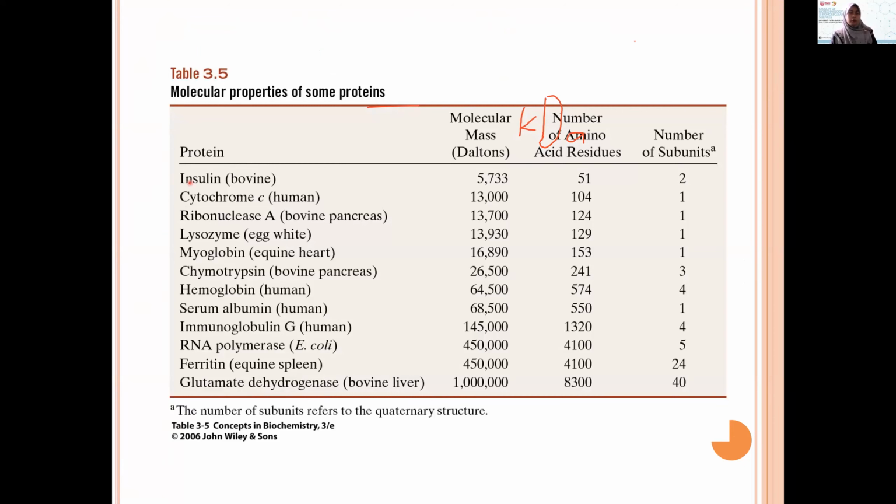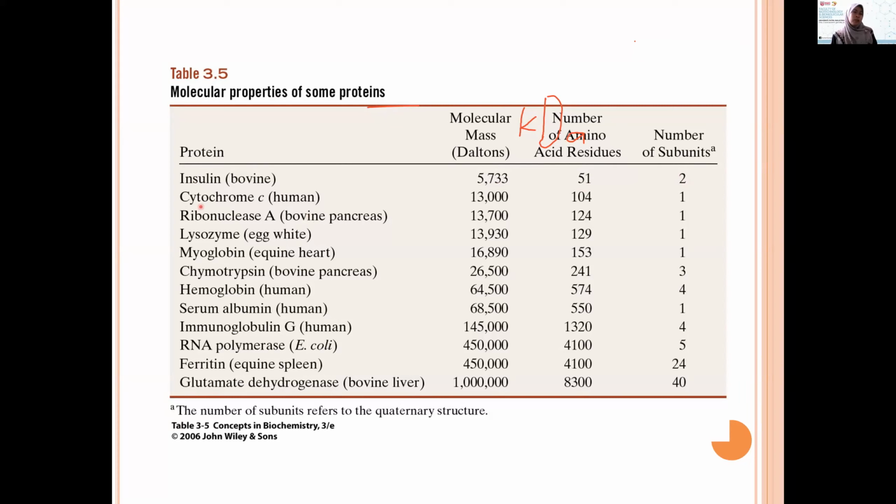Insulin is one of the smallest proteins, with a molecular mass of 5.7 kilodalton and 51 amino acid residues. It has two subunits that we have discussed earlier: one alpha polypeptide and one beta polypeptide. And then they are different.